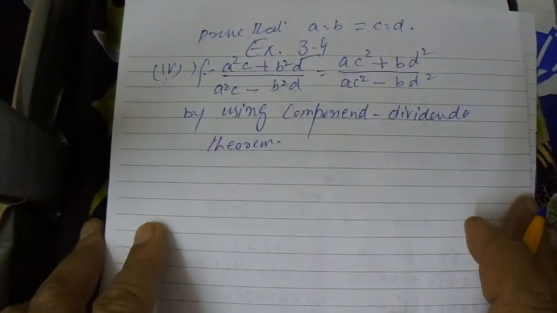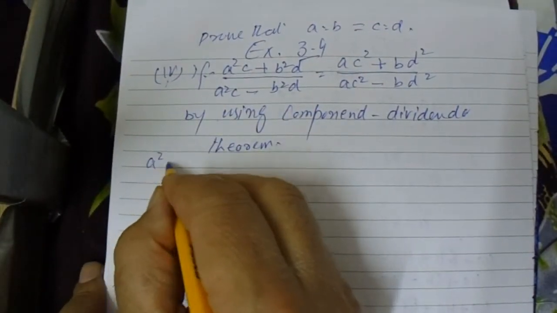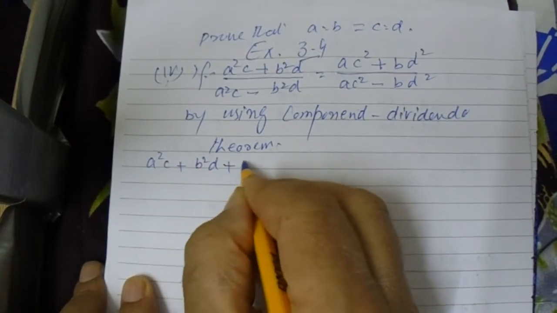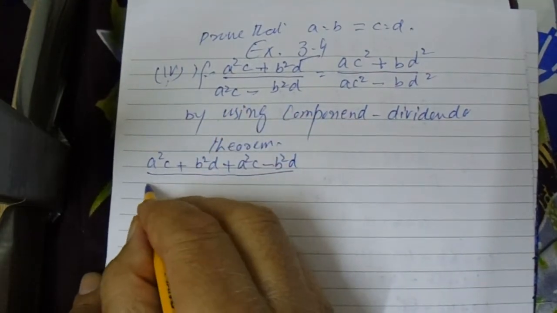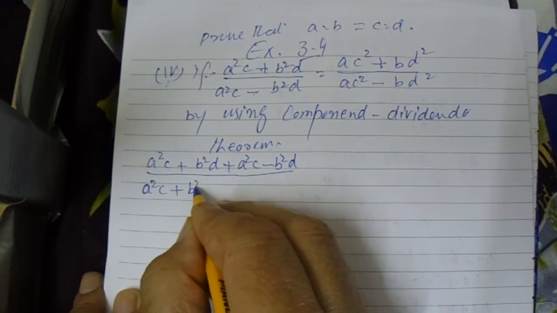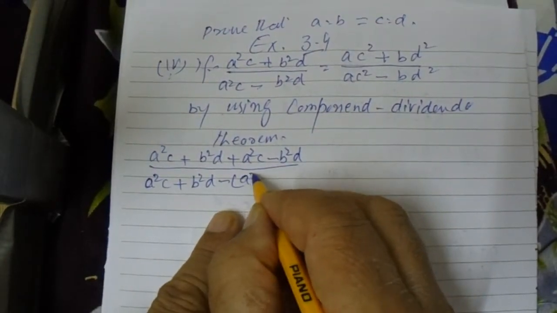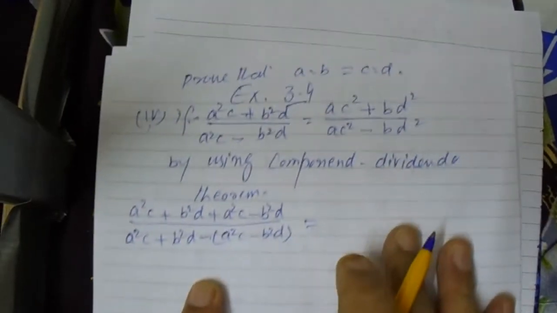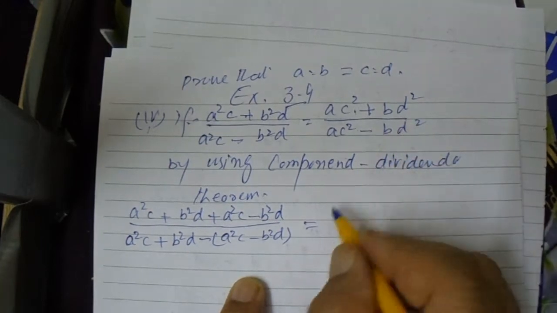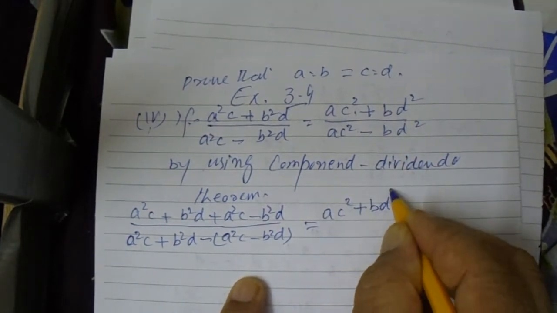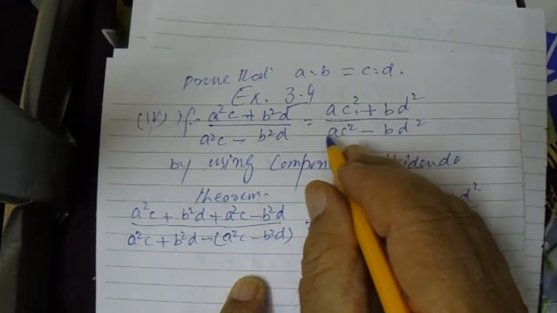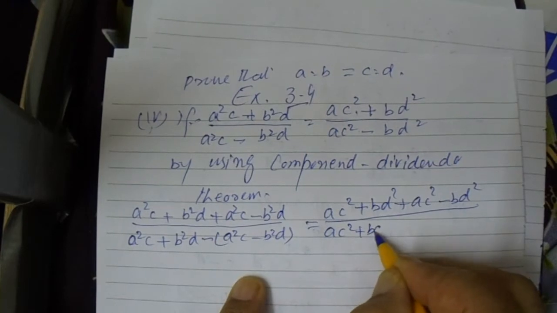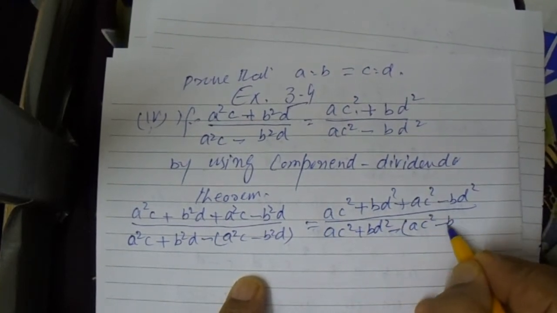This we write this: A square C plus B square D and plus A square C minus B square D over this minus this, A square C plus B square D minus, we write these two terms in brackets because there are two terms, A square C minus B square D is equal to, we write this and this plus this, AC square plus BD square plus AC square minus BD square over this minus this, AC square plus BD square minus AC square minus BD square.